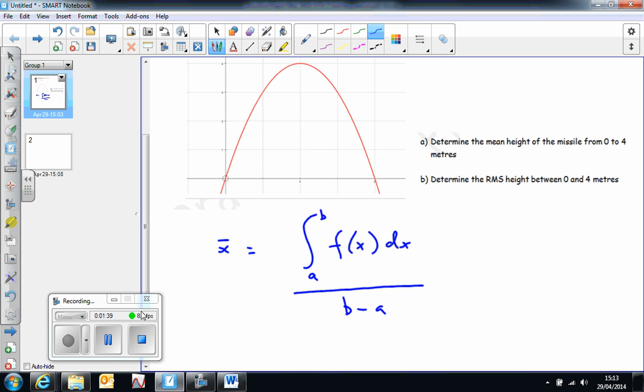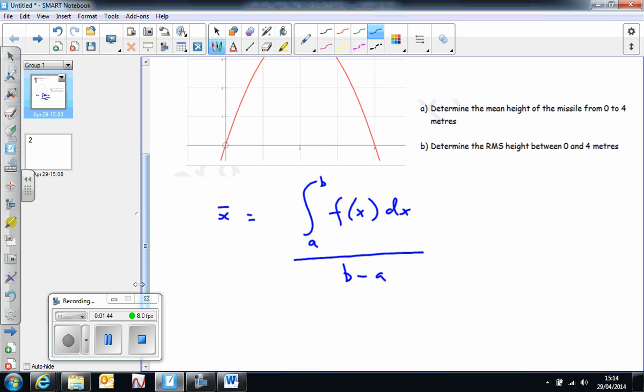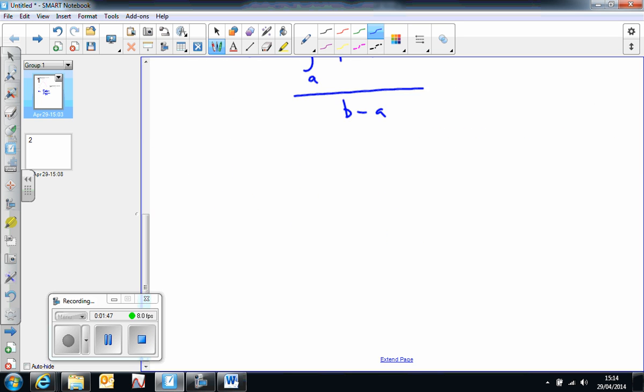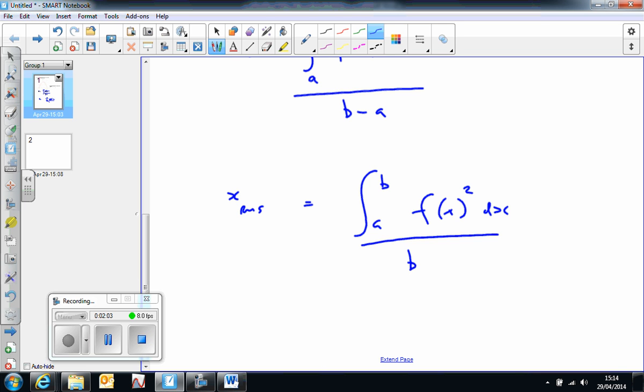And if on top of that you ask to find the RMS value, then x RMS, similar sort of thing, you integrate between a and b, but this time you square the function, so it's the mean of the squares of the function. So again you divide by the limits, but for RMS, you take the square root of that. So they're not difficult to remember. Root mean square means the square root of the mean of the squares.